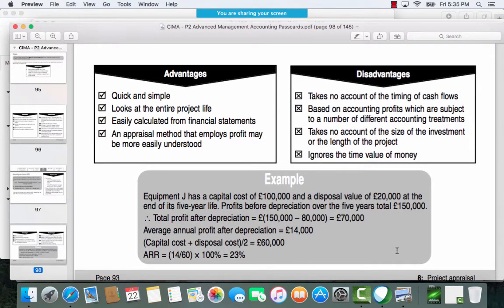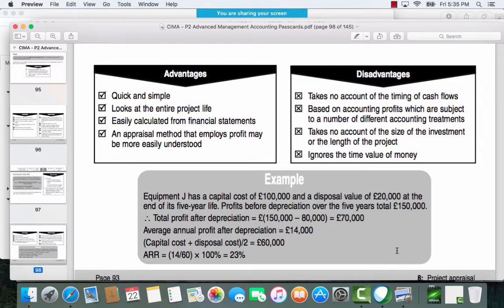Again, why is it used quite a bit? Because it's very simple. It looks at the entire project life, and it's easily calculated from financial statements. So we find that people do use it quite often because of this. And like I said, many disadvantages. Again, you don't look at the time value of money, that's ignored. And there is an example given here of how you calculate this accounting rate of return.